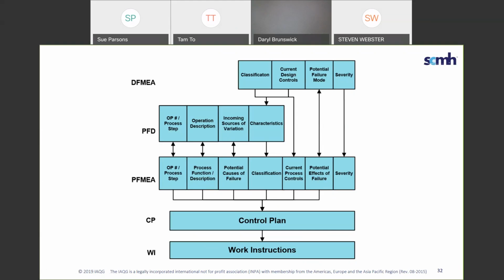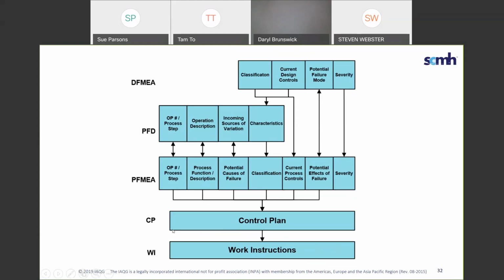And all of the information in the PFMEA would then be fed into the control plan. All the key characteristics, the classification, as well as the process controls for both prevention and detection, should also be driven into the control plan, as well as the effects and the impact of different failures. So in this graphic, I just highlighted the control plan as a repository where all that information goes. We will be doing a webinar talking in detail about what a control plan is and how it's completed.